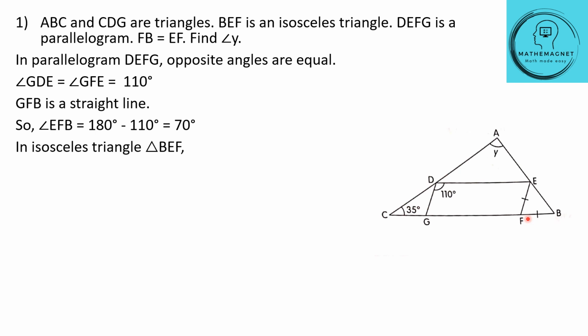Now we know triangle BEF is an isosceles triangle, and one angle is 70 degrees. So the other two angles will be (180 minus 70) divided by 2. We know FEB is equal to FBE since it's an isosceles triangle, and FEB plus FBE will be 180 minus 70, so the sum of both these angles is 110.